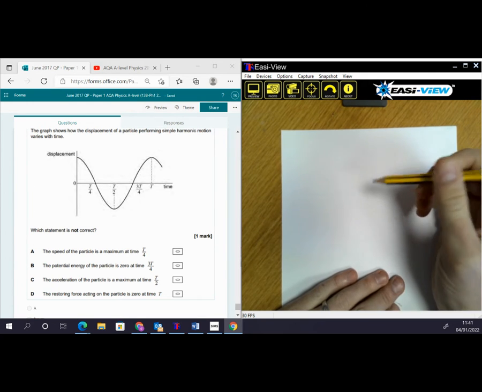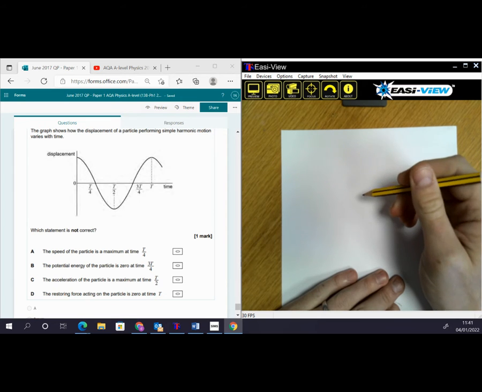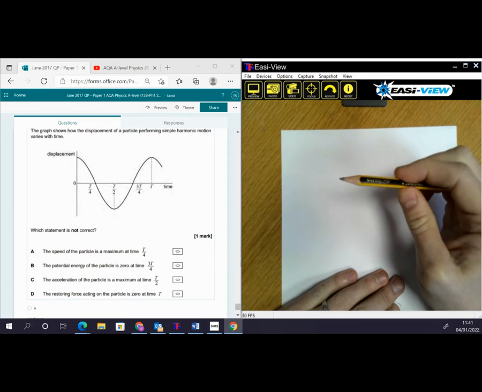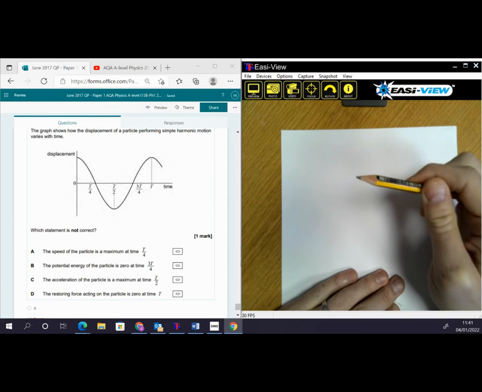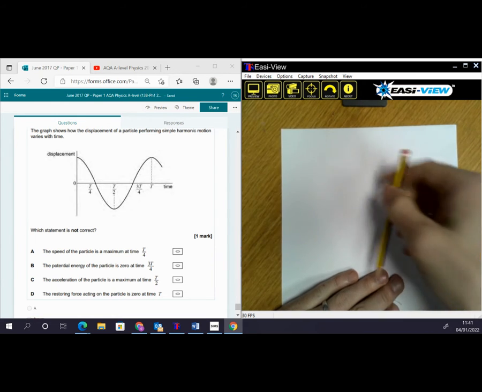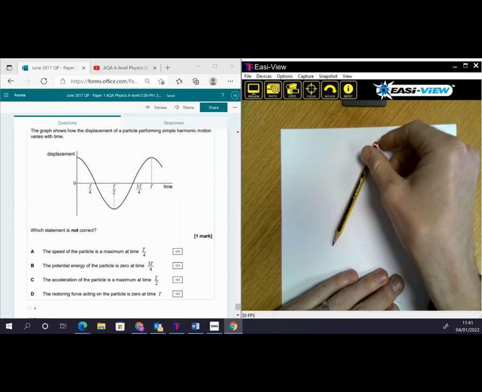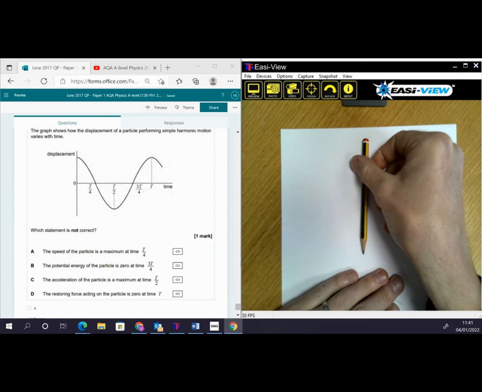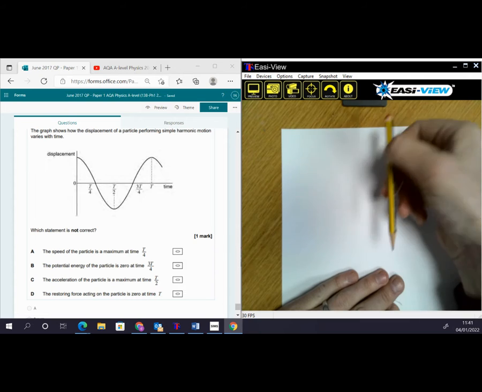The speed of the particle is maximum at time T over 4. So I can see from the graph that at T over 4 the displacement is 0. And I know, I've talked about this before, where you have a pendulum or something moving in SHM, minimum speed at the maximum displacement and then maximum speed at 0 displacement. So that's true, A is true.